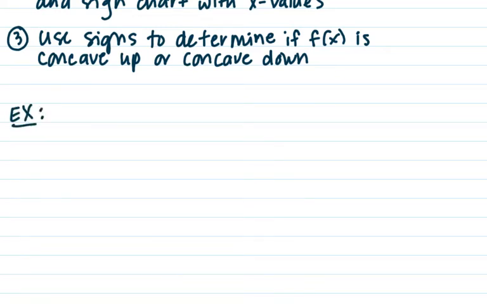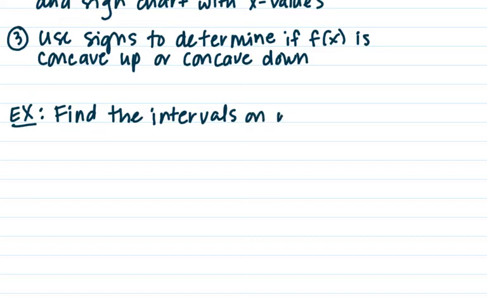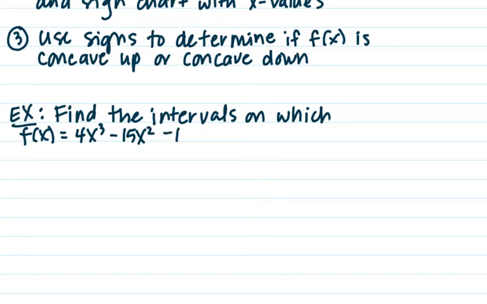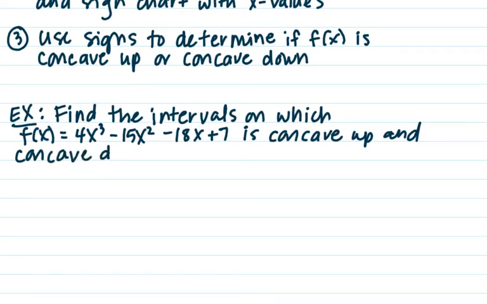So this is actually the same function we used in the previous video for the first derivative test. So it may look familiar. So find the intervals on which f of x equals 4x cubed minus 15x squared minus 18x plus 7 is concave up and concave down. Determine all points of inflection.